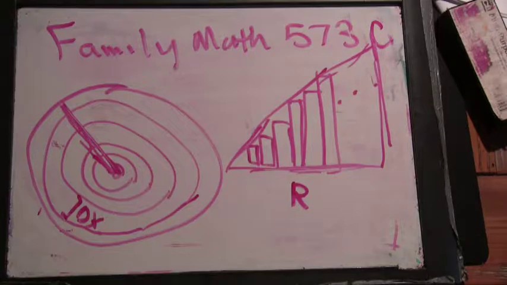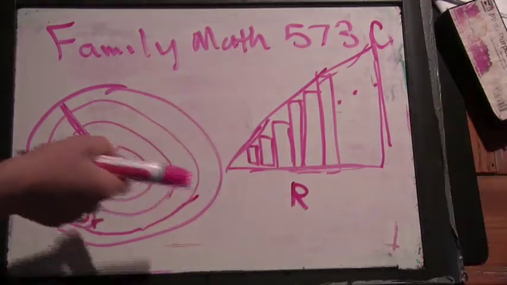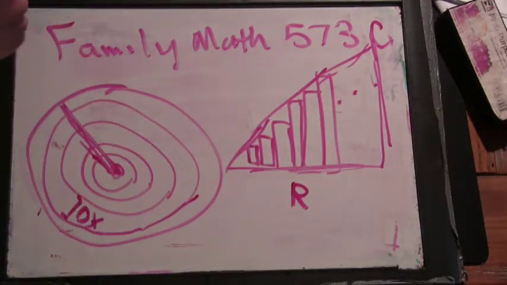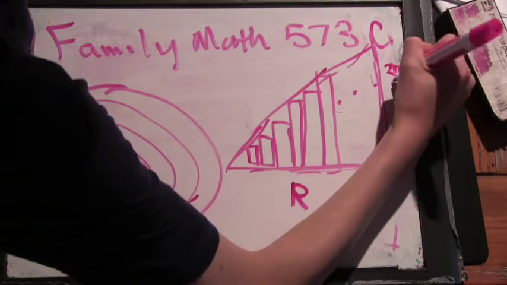Which is what? The circumference is 2 pi r. It's pi times the diameter. Yeah. It's 2 pi r. So how tall is this rectangle? 2 pi r. 2 pi r. Okay.